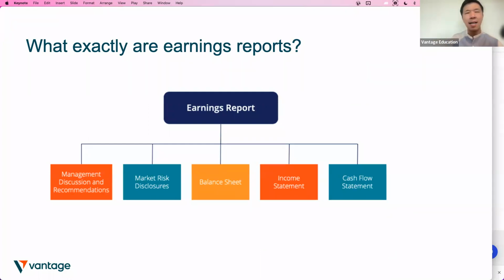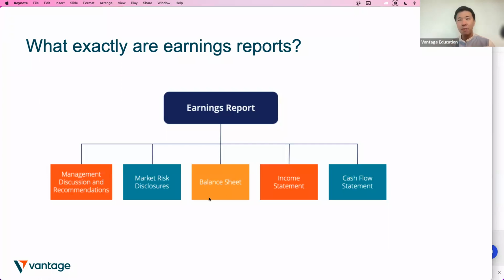All right. So what exactly are earnings reports? An earnings report really constitutes 5 things, right? One is the management discussions and recommendations. Then there's a little bit of market risk disclosures. The reason for the market risk disclosures is they frame things in context, like, hey, this is what's happening in the market now. These are the risks that we're seeing.